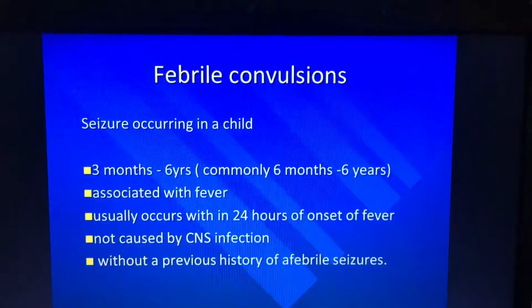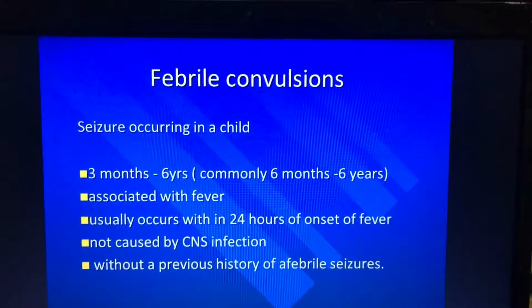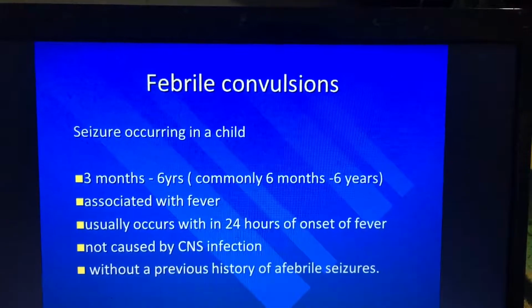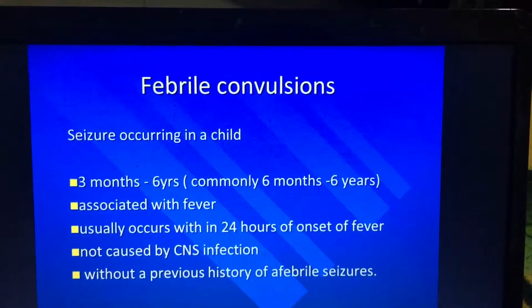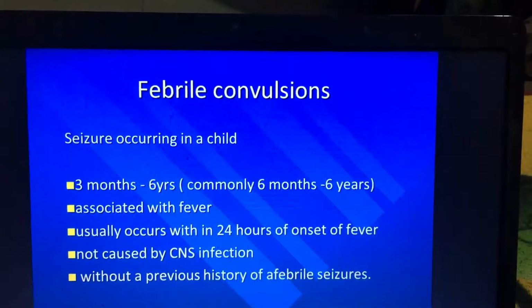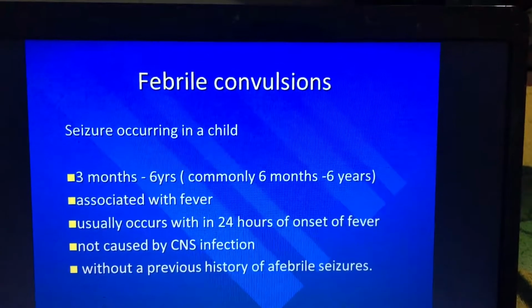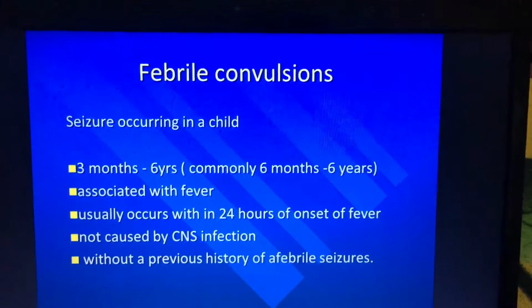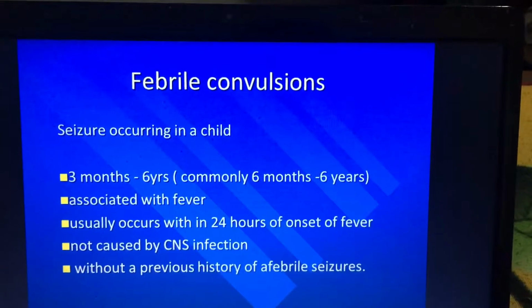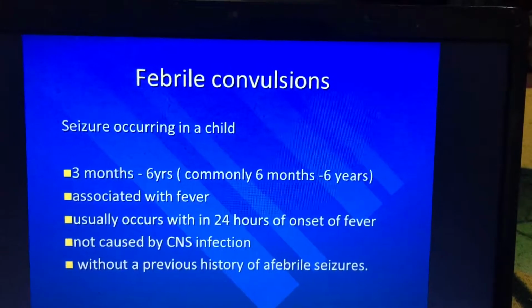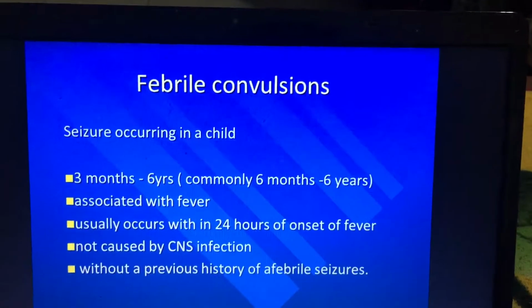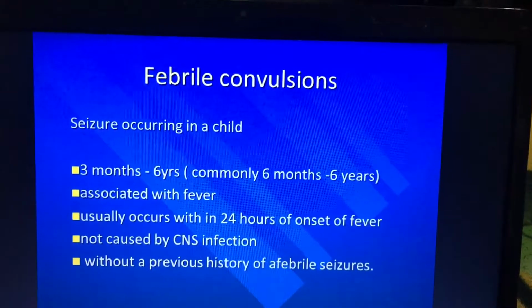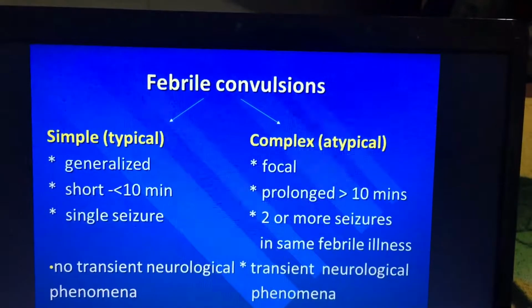Febrile convulsion is a seizure occurring in a child who is between 3 months to 6 years, and it's always associated with fever and usually occurs within 24 hours of onset of fever. It's not caused by CNS infection. You always have to exclude meningitis and encephalitis, and there is no previous history of afebrile seizures.